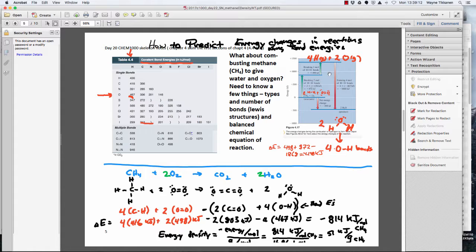That is how to predict energy changes in reactions using the method of bond energies. We talked about how the first example we use is to look at this table, and this table shows us the reactants at this level, hydrogen molecules plus oxygen molecules. They go to form two molecules of water. We can see that down here.